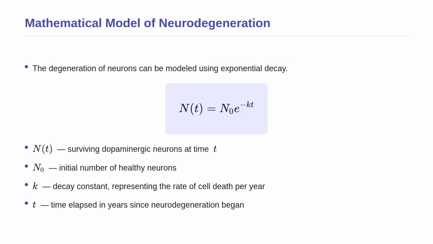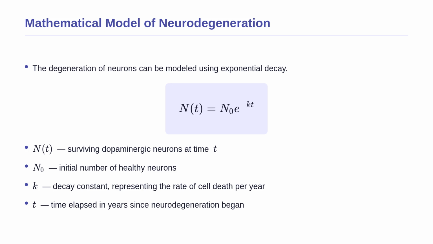While the biology explains the cause, we need mathematics to understand the timeline. This brings us to the mathematical representation of neurodegeneration. The death of dopaminergic neurons over time can be accurately modeled using an exponential decay function. The formula is N(t) = N0 times e to the power of negative kt.